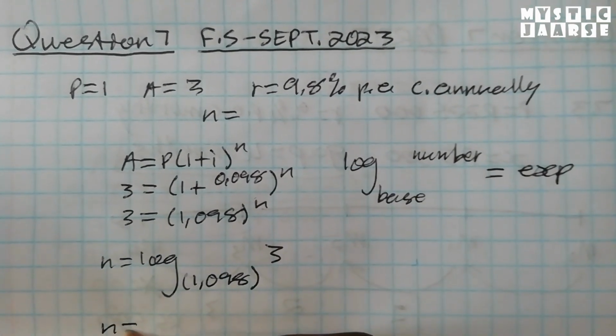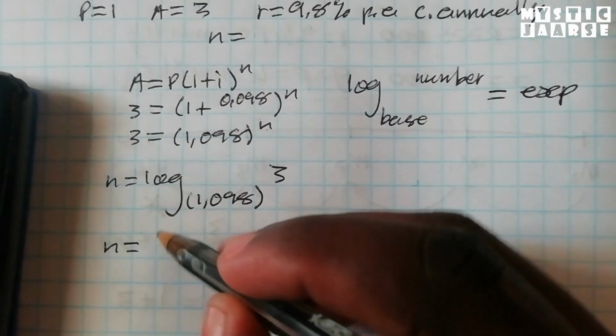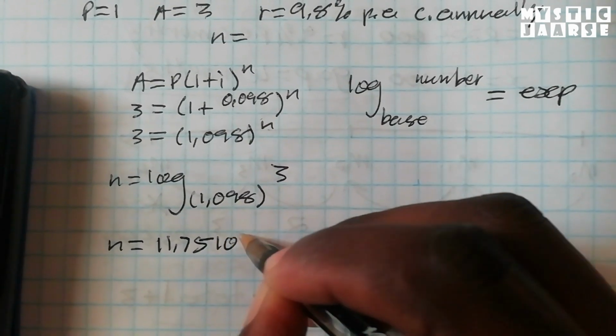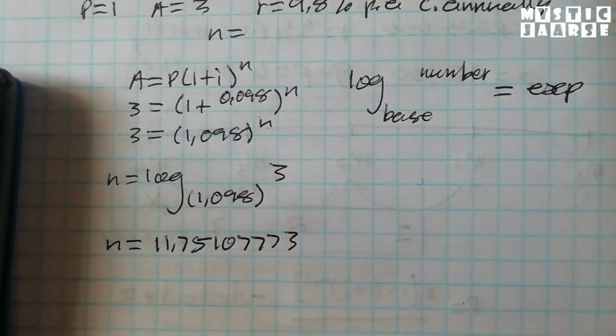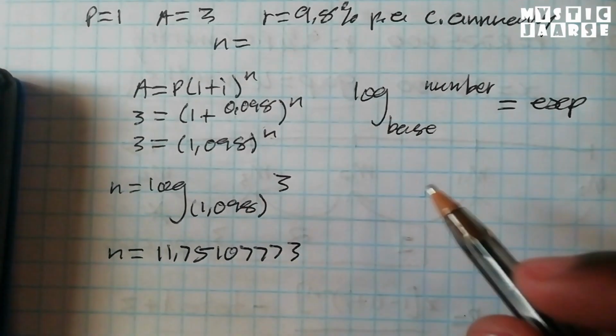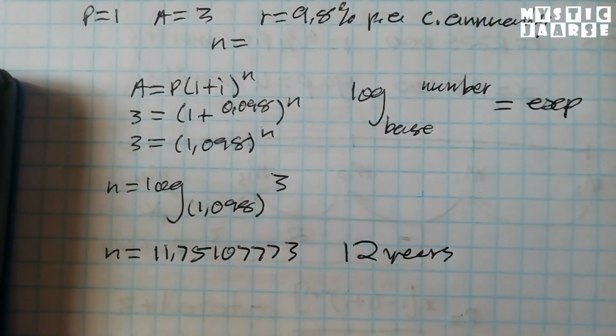So we plug that into our calculator, we get the number of years. We get 11.75107773. Now this means that the accumulated amount will take 12 years to triple.